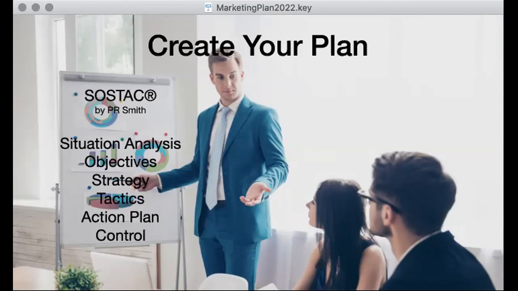And you can do this at the very high level. This is what we're looking at here for our 2022 marketing plan. You can create it at a relatively high level, but you could also do this for an individual campaign or mini project within your business. And SOSTAC stands for six different elements: situation analysis, objectives, strategy, tactics, action plan, and control. Okay, situation, objectives, strategy, tactics, actions, and control.